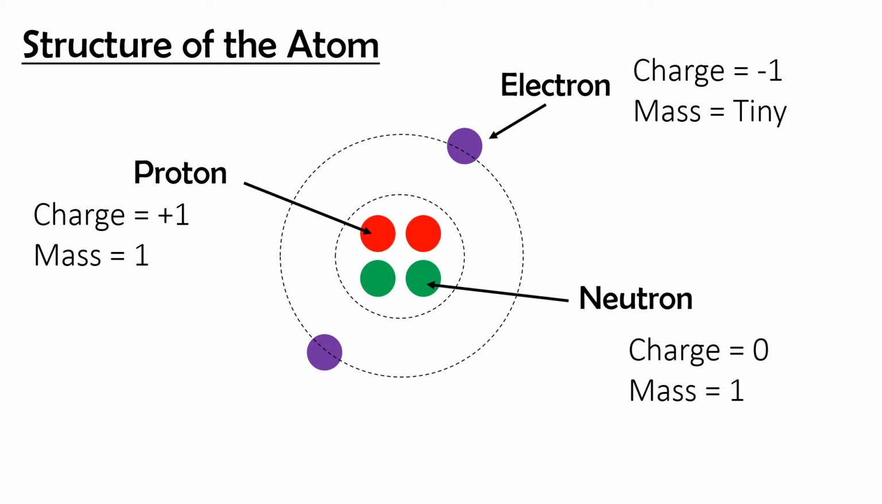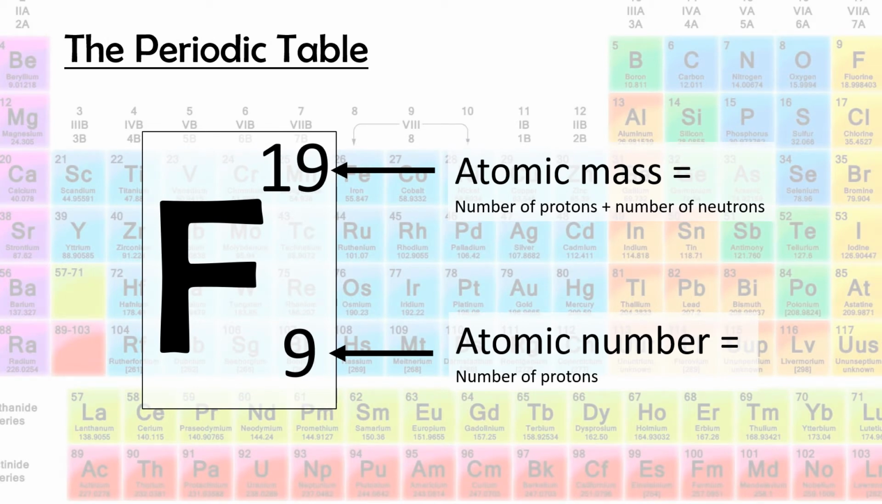The electron exists around the outside of the atom. It exists as a cloud of electrons. The periodic table tells us how many of each of those subatomic particles are found in the nucleus of any one element's atom. This is fluorine, for example. The atomic number is the smaller number, that's the one at the bottom, and it tells us the number of protons. So fluorine has 9 protons in its nucleus. The atomic mass is always the larger number because it's the number of protons plus the number of neutrons. So if I've got 9 protons and I take that away from 19, I must have 10 neutrons in the nucleus of fluorine.